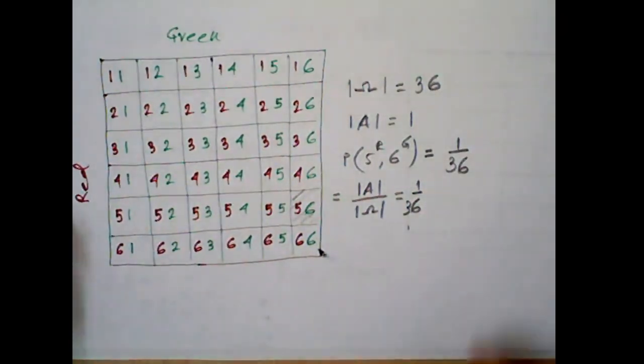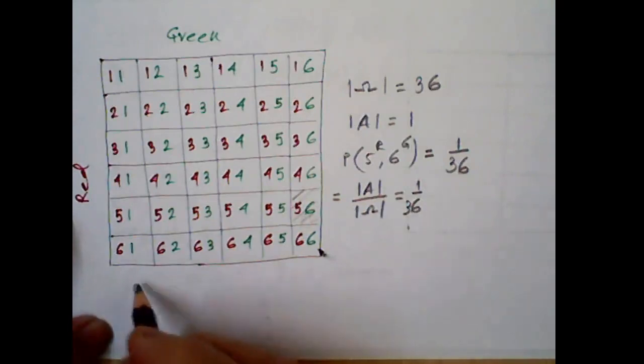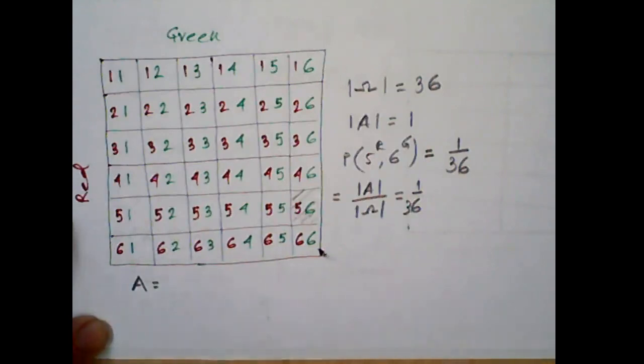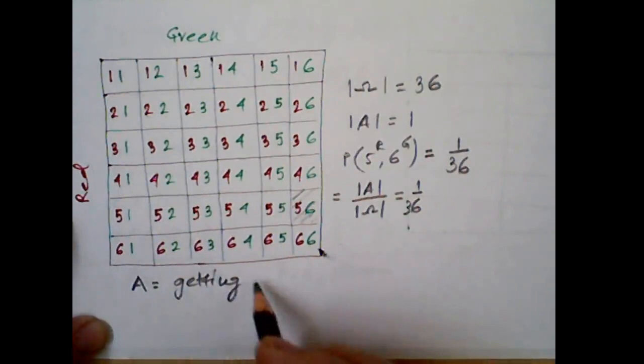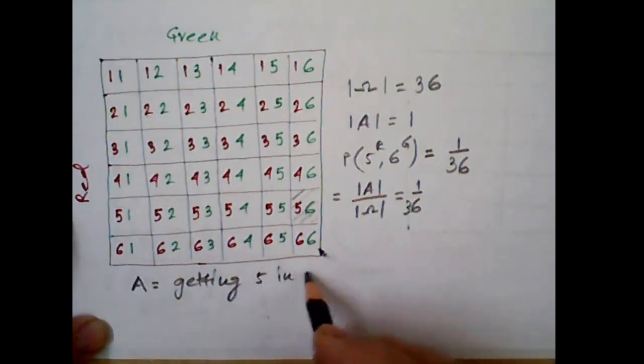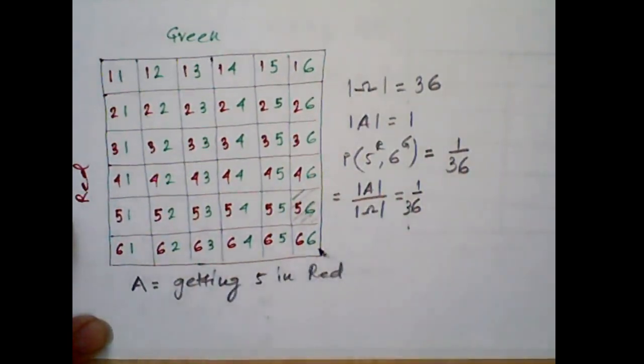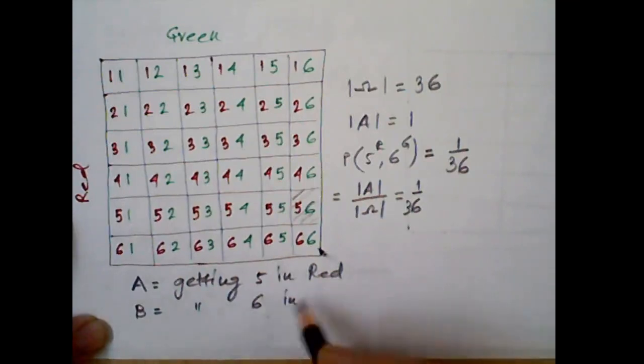All right. But now let us look at it in a different way. We could have even answered the question in the following manner. Let's define an event A, where we say A is defined as getting 5 in the red die, and another event B as getting 6 in the green die.